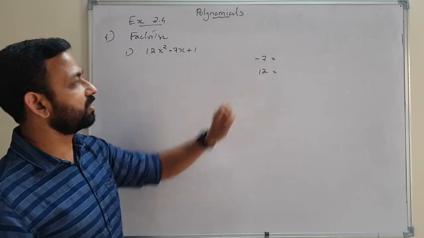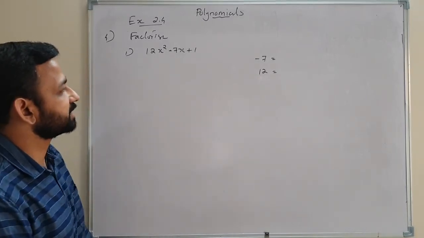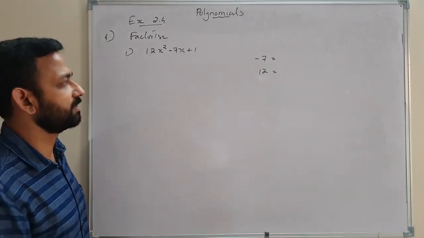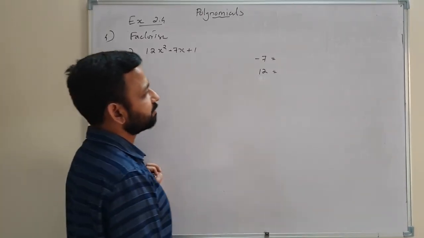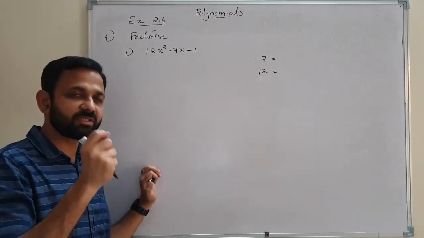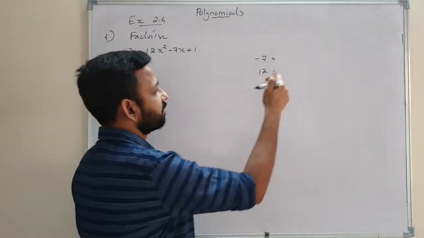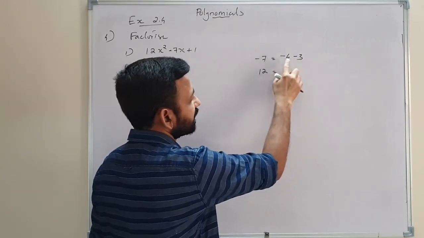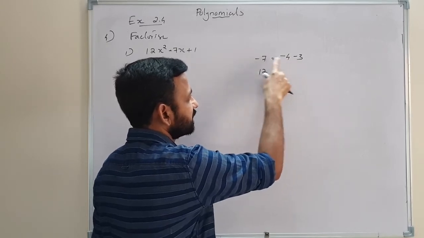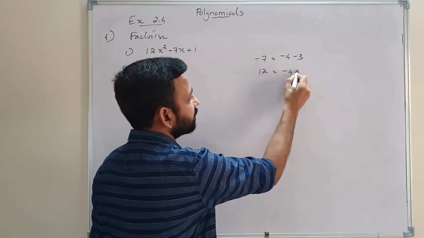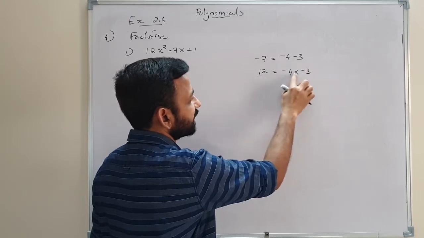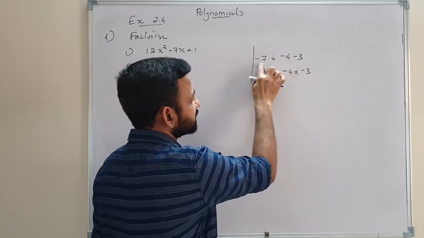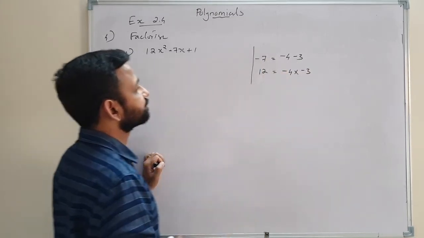Okay. So here 12. Now we have to find two numbers. Their sum is minus 7 and their product is 12. Sum minus 7, product 12. So if you take minus 4 and minus 3, minus 4 plus minus 3, that is minus 7. Minus 4 into minus 3, minus into minus is plus, 4 into 3, 12. So we got two numbers. Their sum is minus 7 and their product is 12.